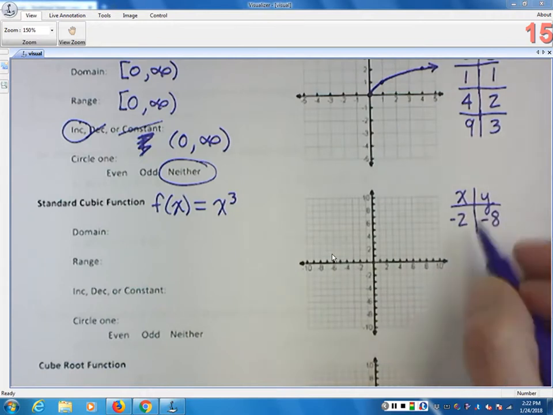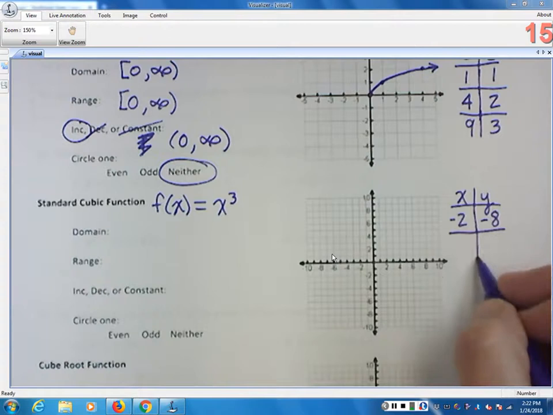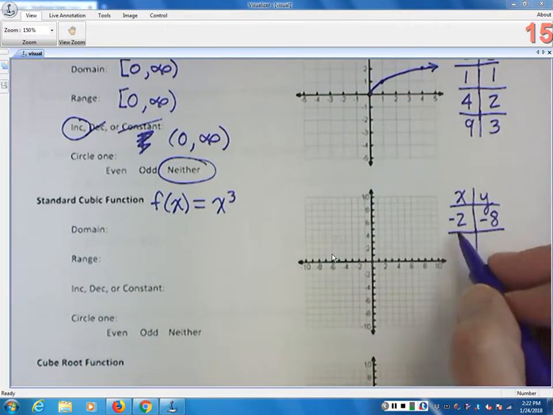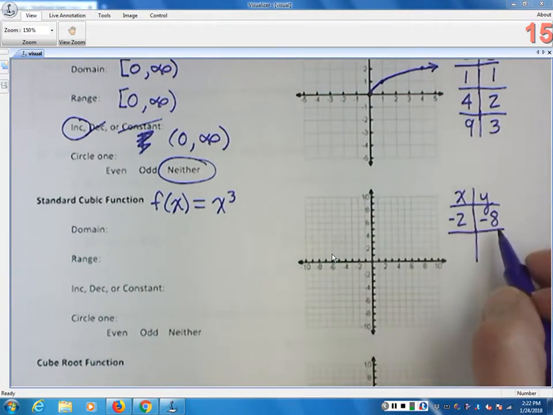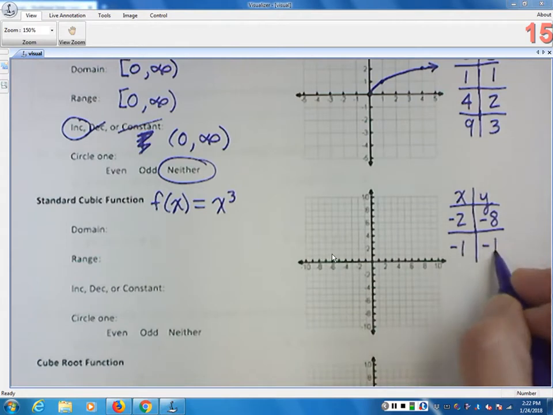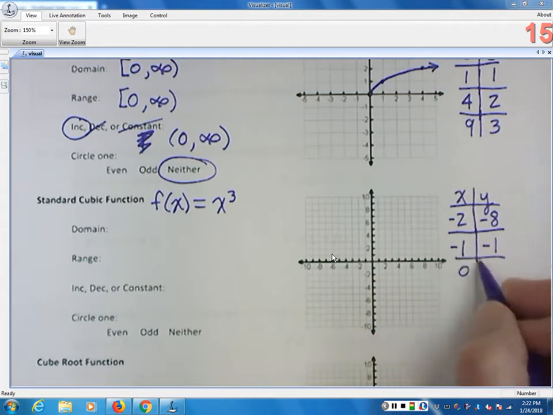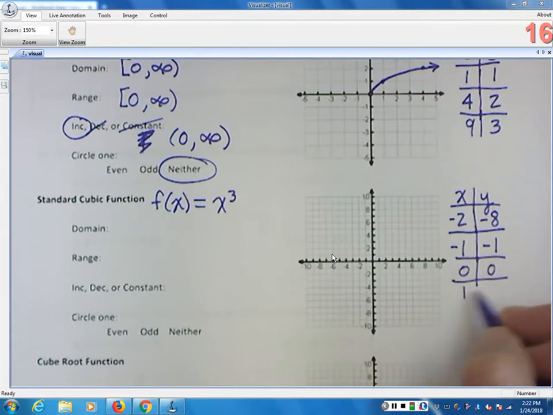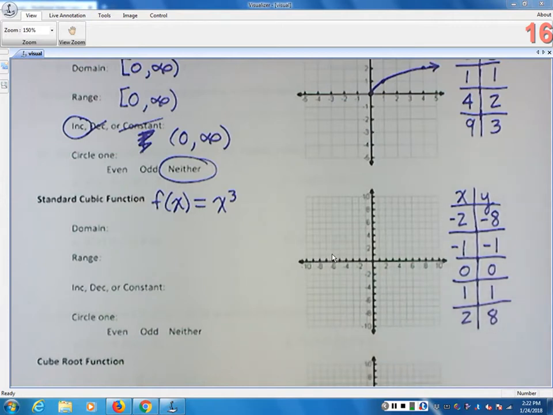You can do that on the calculator if you want. Minus 2 times itself 3 times is negative 8. Negative 1 gives you negative 1. 0 to the third power is 0. 1 to the third power is 1. 2 times itself 3 times is 8. 2 to the third is 8.